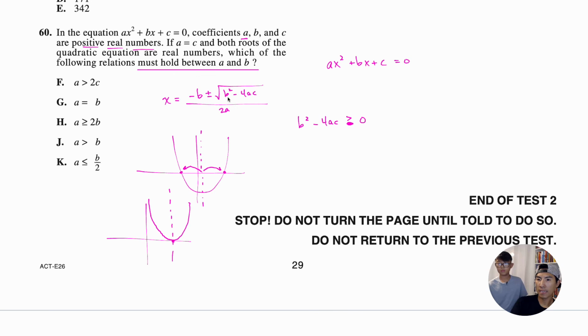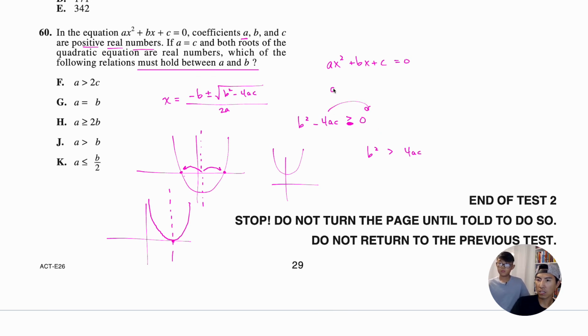And if this is less than 0, then what happens? It's an imaginary number, which means it's not going to look like this at all. It'll look like this, and it won't even cross the x-axis. So if we want this situation, this needs to be positive, greater than 0. So let's just solve. That means b squared is greater than 4ac. I just brought that to the other side.